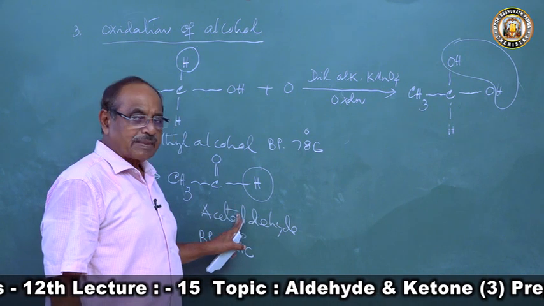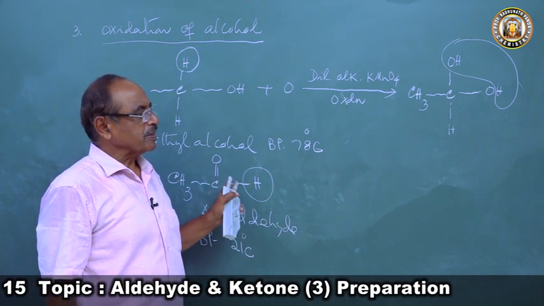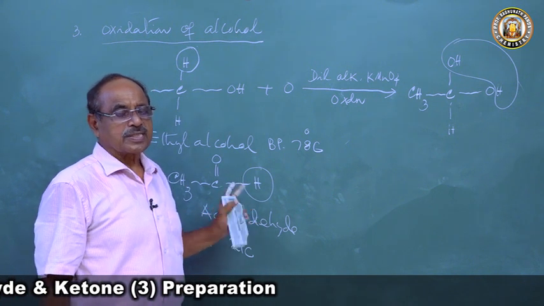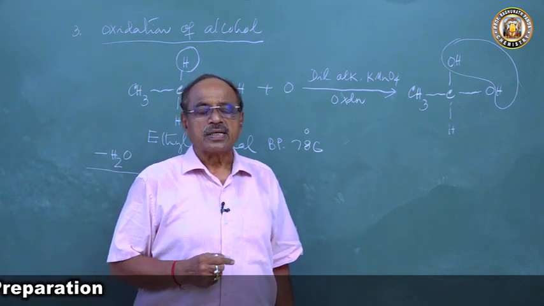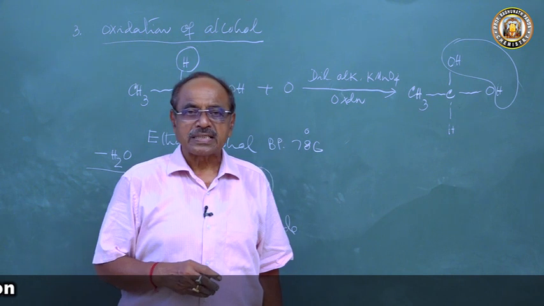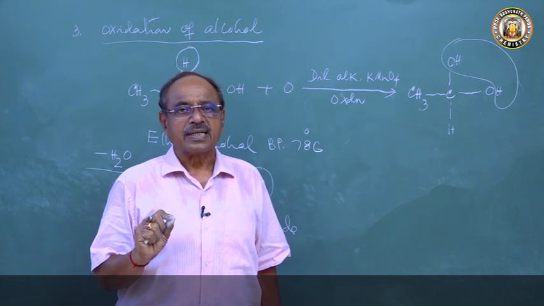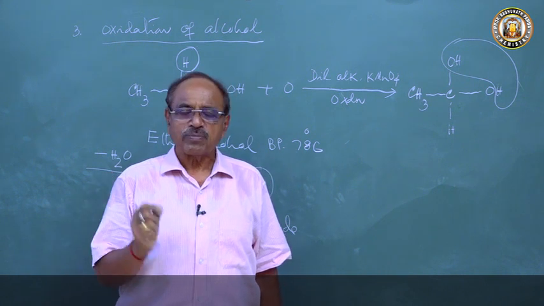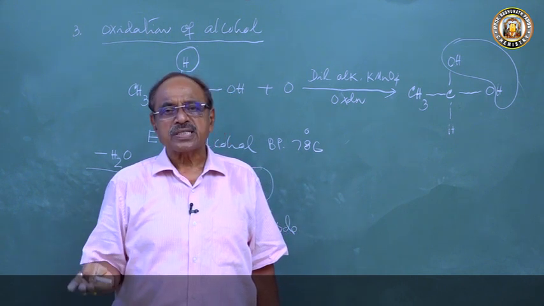So they have a lower boiling point, so very easily it can be distilled out. During preparation of aldehyde, the moment aldehyde is produced, it is distilled out. This is a question for 12th class students. In the board exam, a 1 mark question comes: during preparation of aldehyde, the moment aldehyde is formed it is distilled out. For 1 mark we will say primary alcohol on oxidation produces aldehyde.